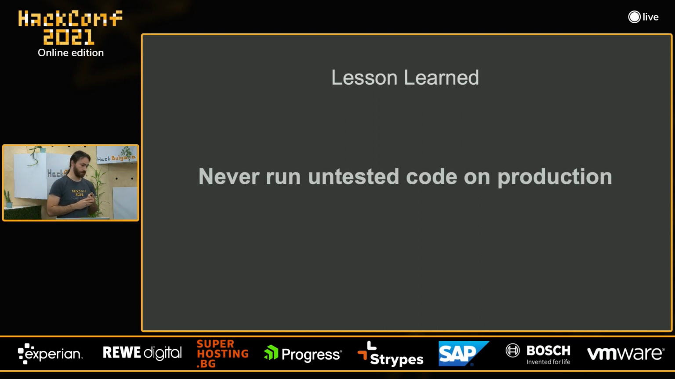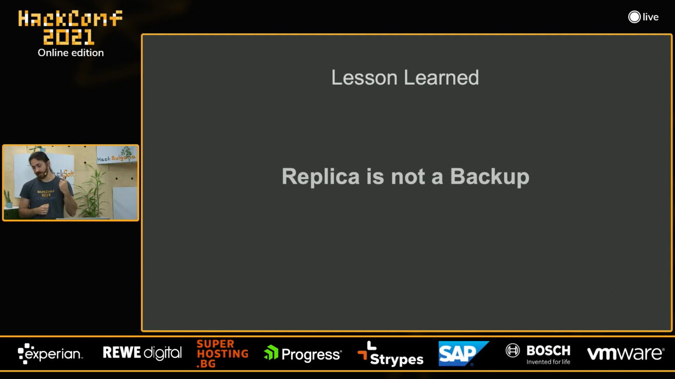The lesson learned here: never run untested code on production. It was such a simple change, and because the data was modified only on production, I decided that, okay, I'll write it, it looks good, I'll run it. So don't run untested code on production, and always have someone with you to take a second look when you're making those changes. Another lesson learned: replica is not a backup.